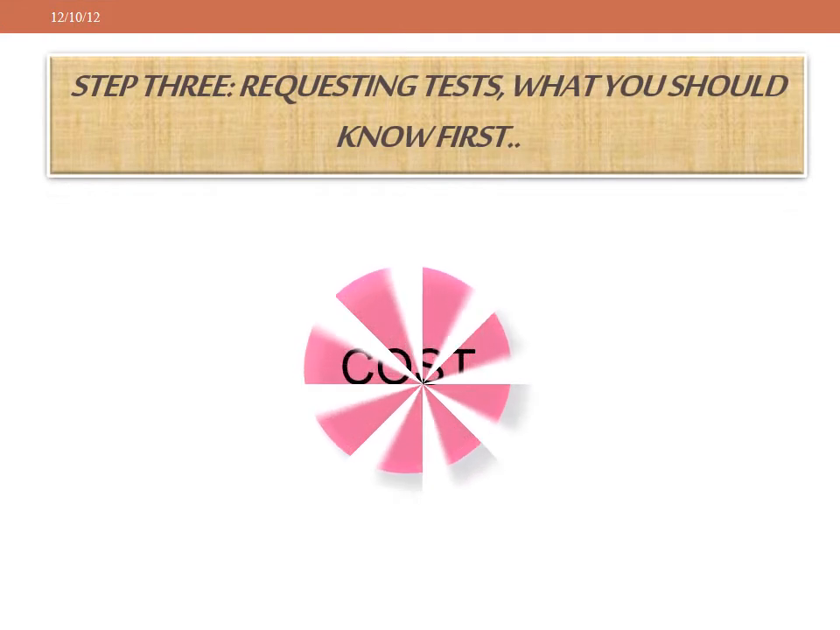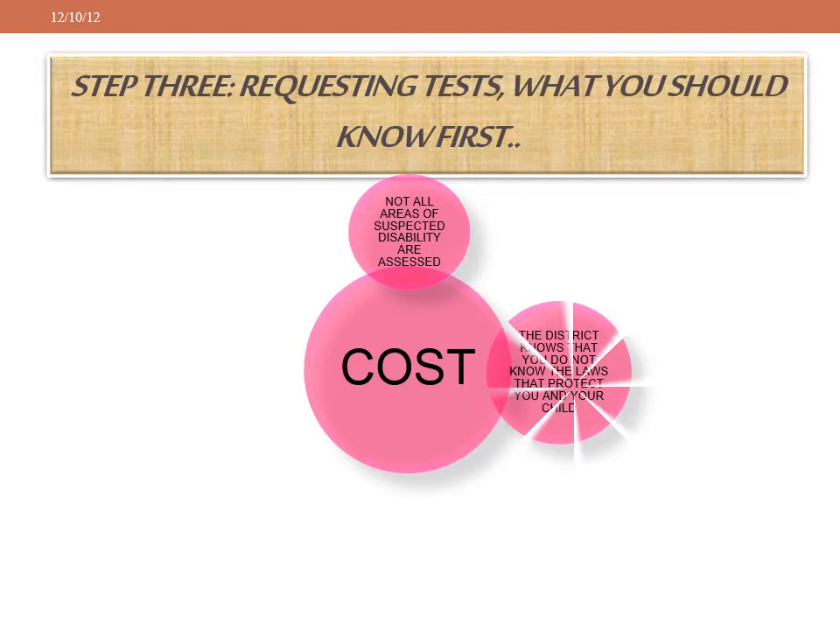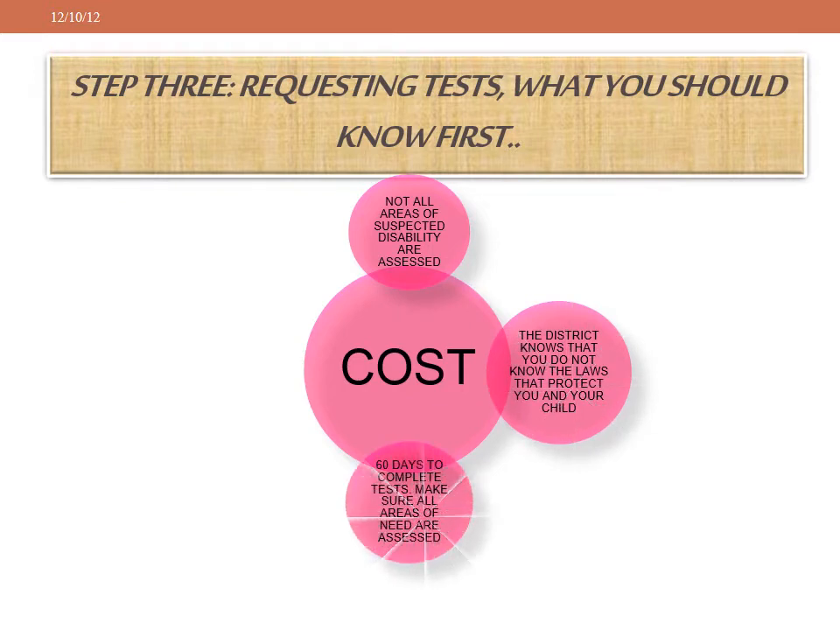Step 3, requesting tests. What should you know? First of all, you should know that this costs the school district some money, so they rarely like to do it. They usually don't test in all areas of suspected disability. So when you make your request for them to do the testing, make sure you try to include as much as you think they should do.